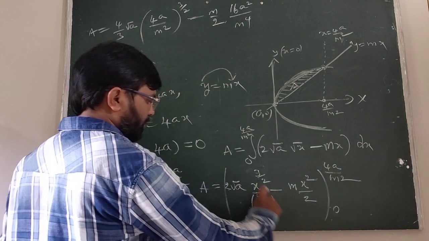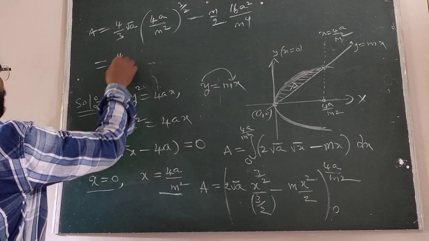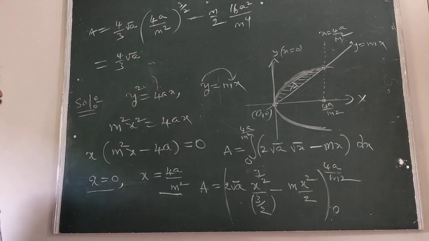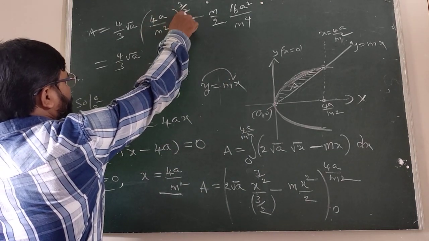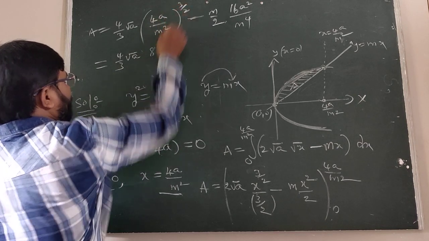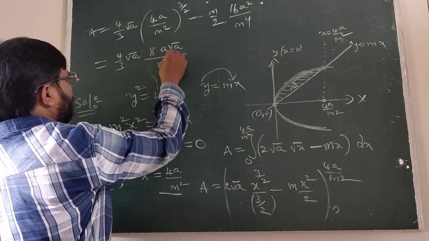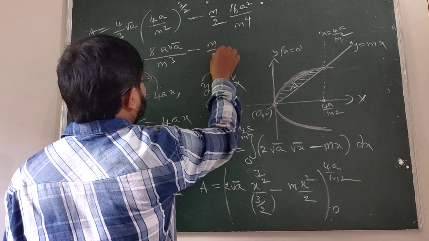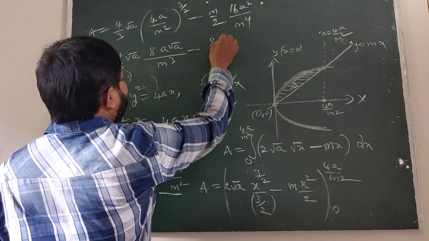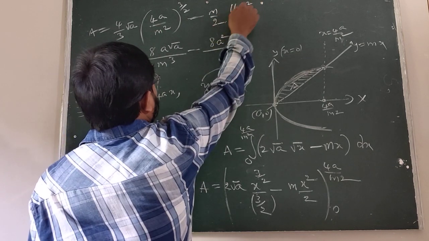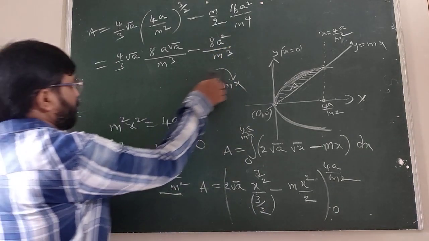Now, all of you listen here: 4 by 3 root a. Here 4 can be written as 2 square, and the 2 cancels, 2 cube is 8. A power 3 by 2 we know is a into root a. In the denominator m square is there, so we get m cube. Now this is m by 2. One m cancels, 2 eights are 8a square by m cube. Therefore, what do you get next?